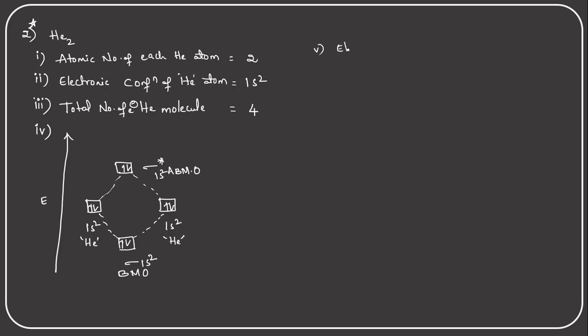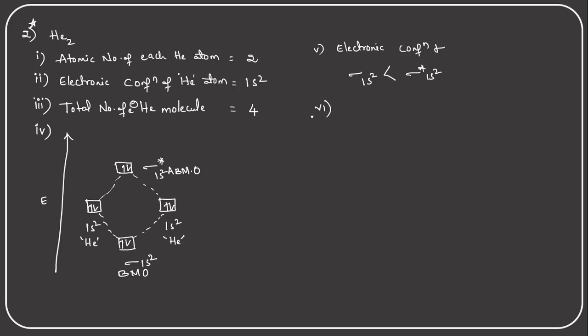And what will be the fifth point here? Writing the electronic configuration. So the electronic configuration of the helium molecule, right? How do we write the electronic configuration? In ascending order, from low energy level to high energy level. So sigma 1s2 has lesser energy than sigma star 1s2. Here the bonding molecular orbital and anti-bonding molecular orbital have the same number of electrons.